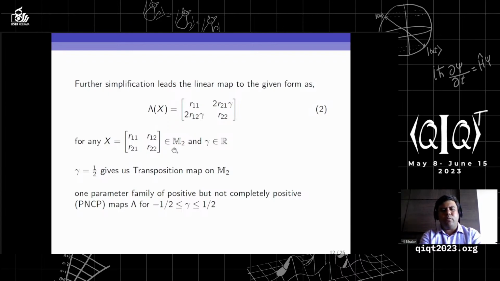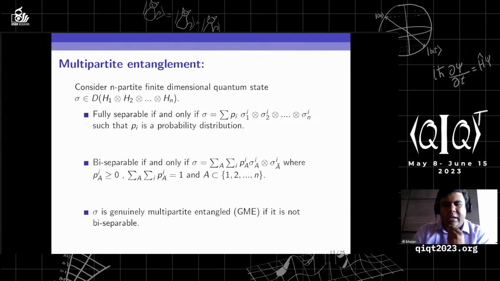Fine. So what to do with this map? We get back transposition, and transposition is the only map to detect bipartite entanglement, two-qubit entanglement to be very specific. But we'll explore multipartite entanglement detection with this map. I'm coming to this. But before that, let me tell you that within this range, gamma from -half to half, this map is a positive map and not completely positive. So it is useful in detecting entanglement. Now, a bit about multipartite entanglement.